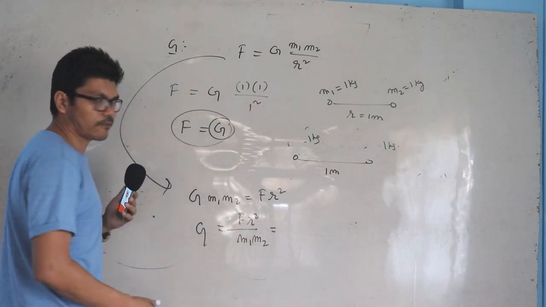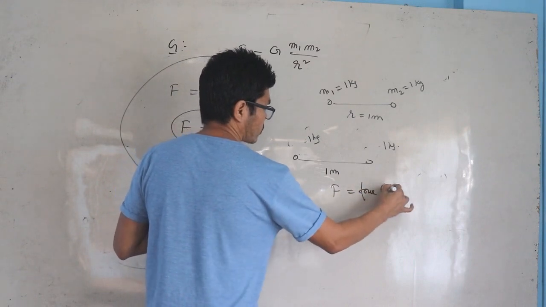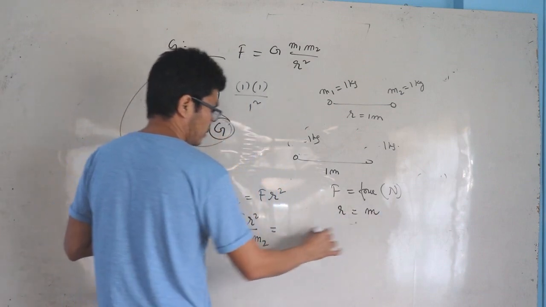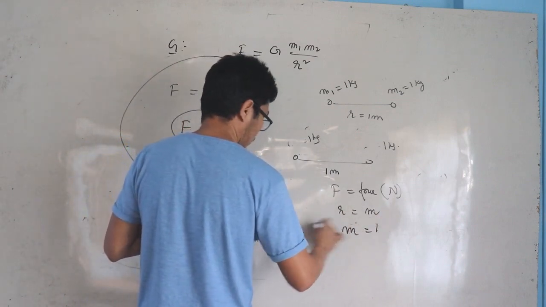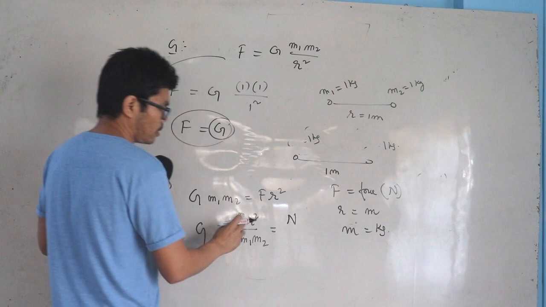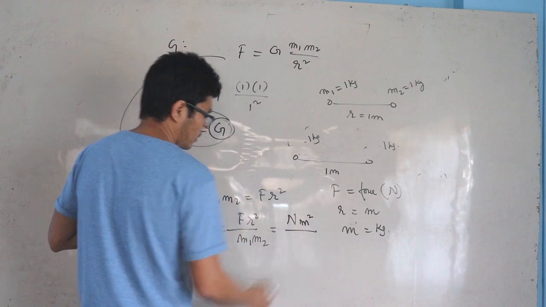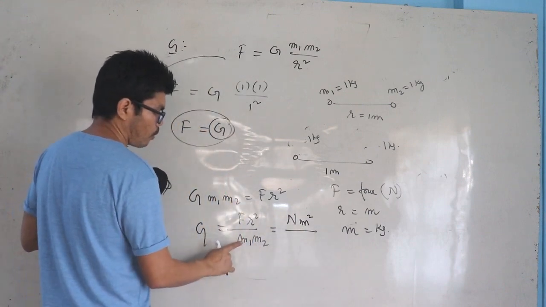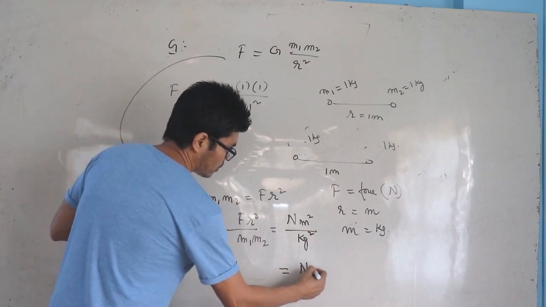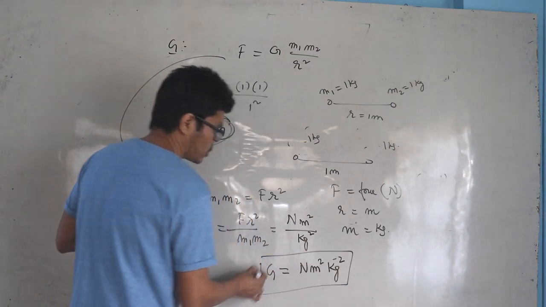Now, as we know, F stands for force, and the SI unit of force is Newton, and r is the distance in meters, and the mass is in kg. So instead of force, you write Newton, r for the distance is written as meter square, divided by the two masses, kg times kg, that is kg square. So you can write Newton meter square per kg square. This is the SI unit of G.